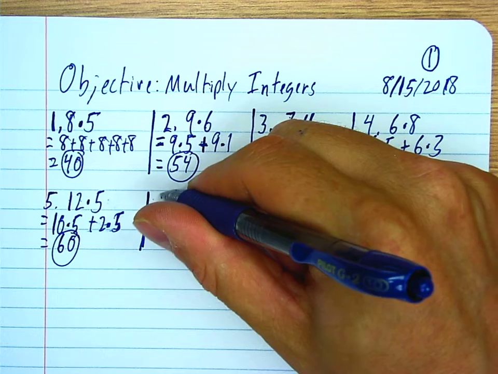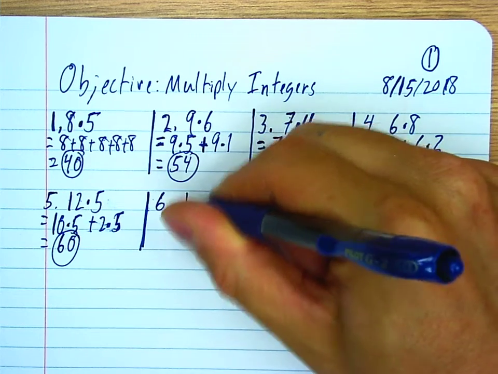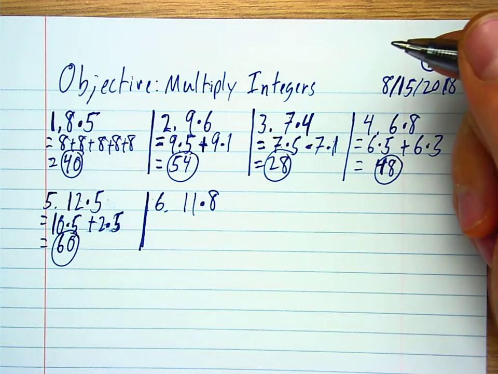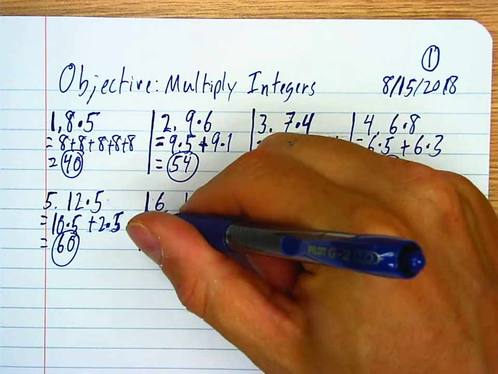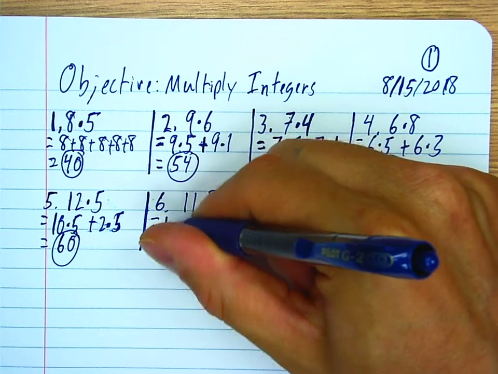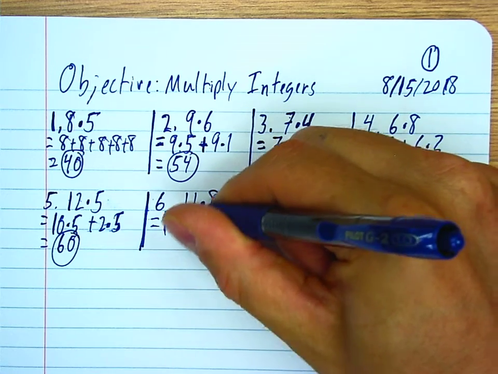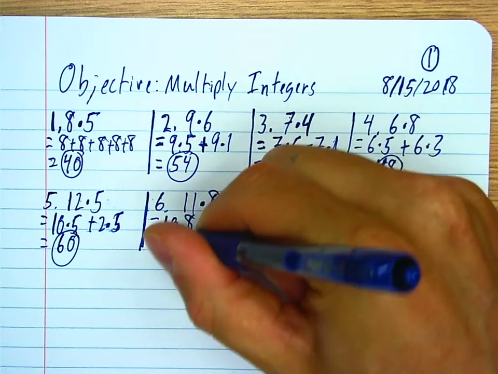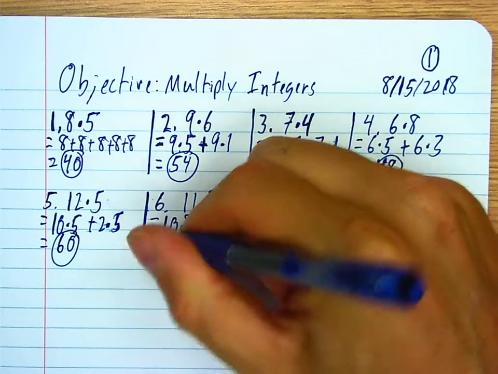Next one, 11 by 8. So again, perhaps I'm struggling with my 11s. So perhaps I would do, instead of 11 by 8, I would do 10 by 8. So there's 10 of my 8s, plus one more 8. 80 plus 8, which is 88.